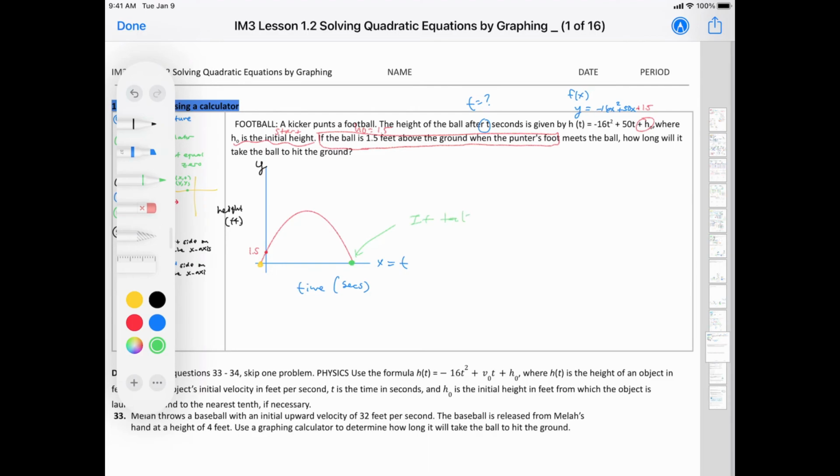It takes 3.15 seconds for the ball to hit the ground.